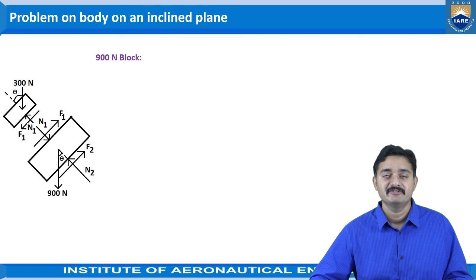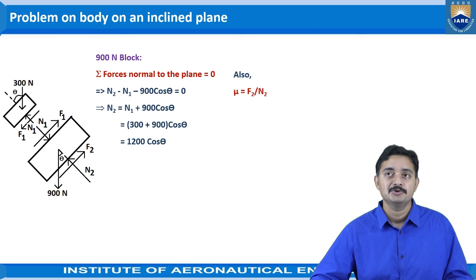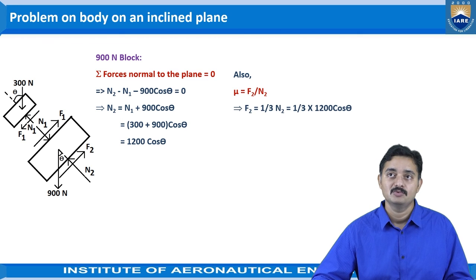For the same case, when we consider the 900 Newton block, taking sigma forces normal to the plane equal to 0 gives N2 minus N1 minus 900 cos theta is equal to 0, which implies N2 is equal to N1 plus 900 cos theta, giving 300 cos theta plus 900 cos theta. So, doing the summation, the N2 value would be 1200 cos theta. Also, mu is equal to F2 by N2. So, F2 is 1 by 3 N2, that is equal to 1 by 3 into 1200 cos theta, that is equal to 400 cos theta.